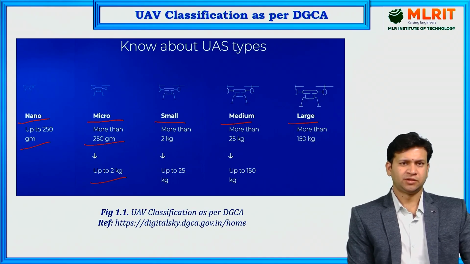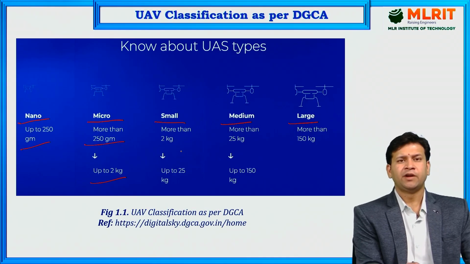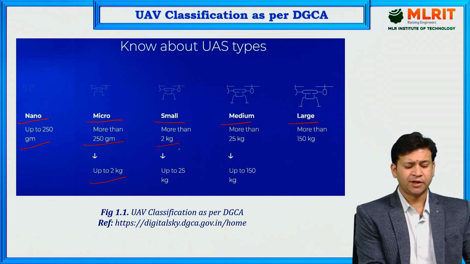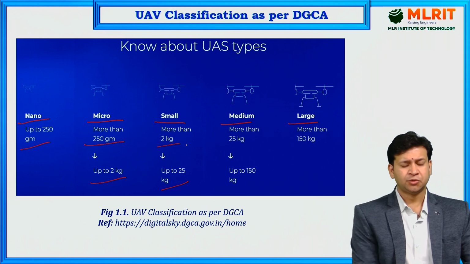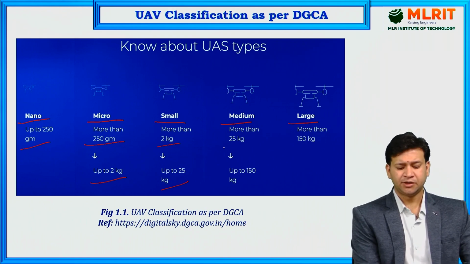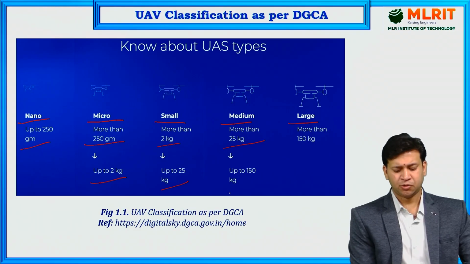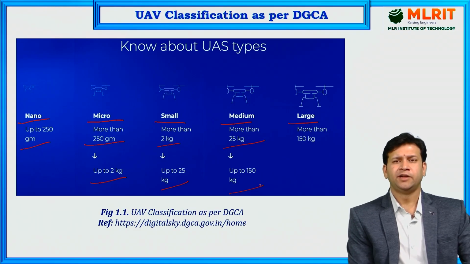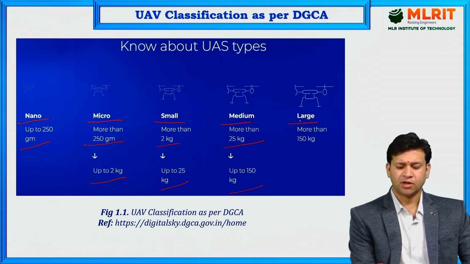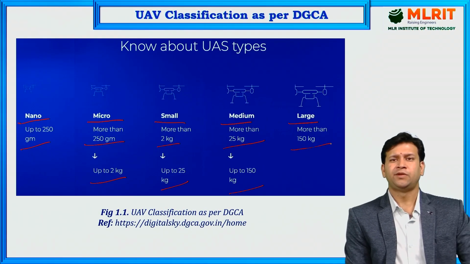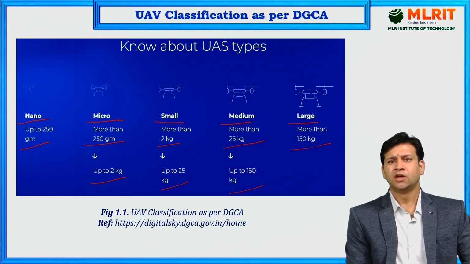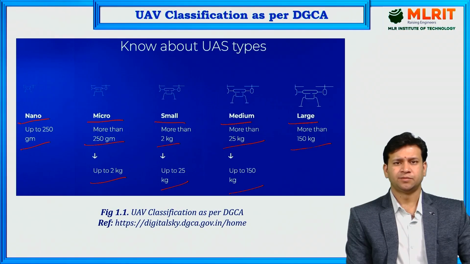2 kg. Small unmanned air vehicles will weigh more than 2 kg up to 25 kg, and the maximum takeoff weight will be between 2 kg to 25 kg. Medium class unmanned air vehicles will weigh more than 25 kg up to 150 kg, and here the maximum takeoff weight will vary between 25 kg to 150 kg. Large unmanned air vehicles will weigh more than 150 kg, where the maximum takeoff weight will be greater than 150 kg.